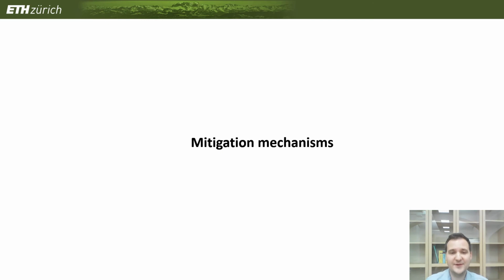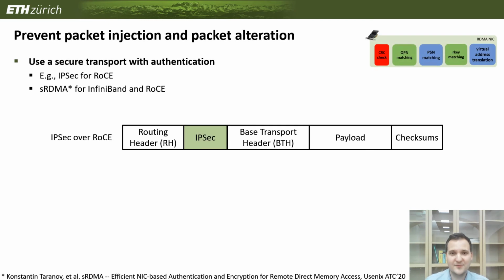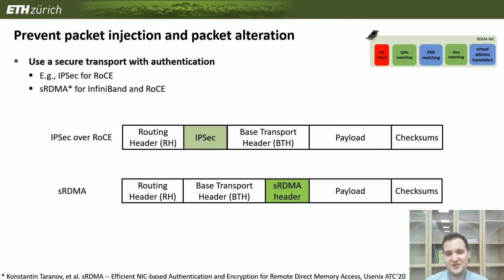So now I'd like to briefly talk about mitigation schemes. Of course, we could inject the packets because there is no secure channel supported by RDMA networks. That's why applications should use IPsec over RoCE, which was recently introduced, or they could use SRDMA. This is our proposal for secure communication for InfiniBand-based architecture. So I'd like to invite you to read the paper.